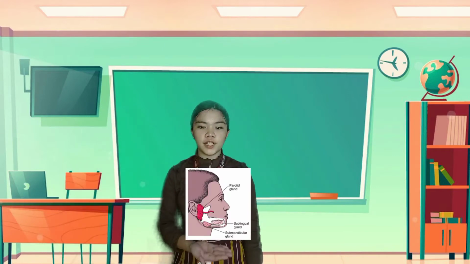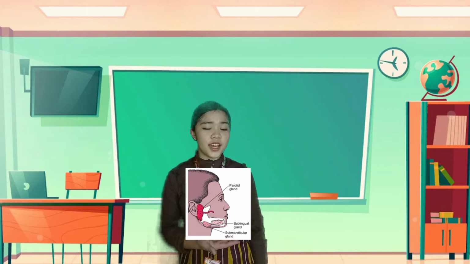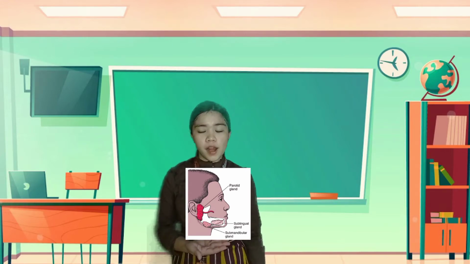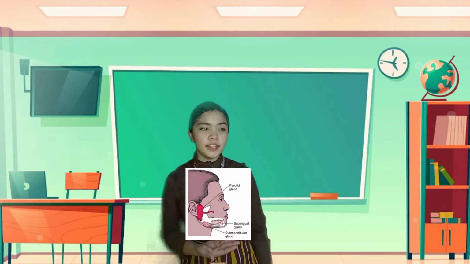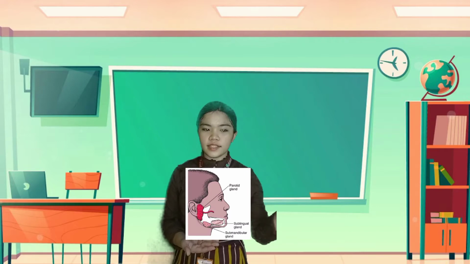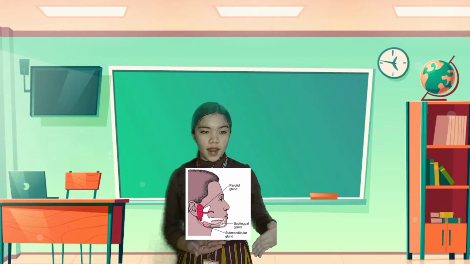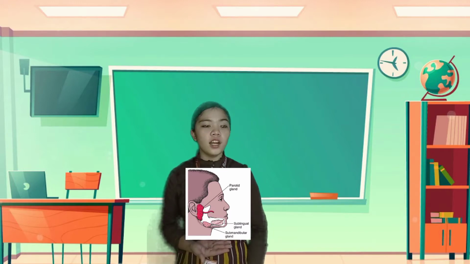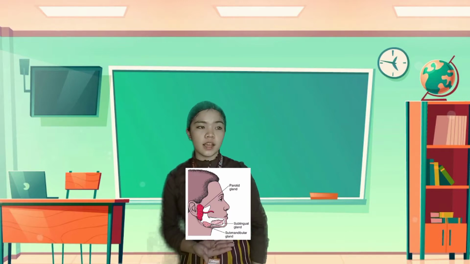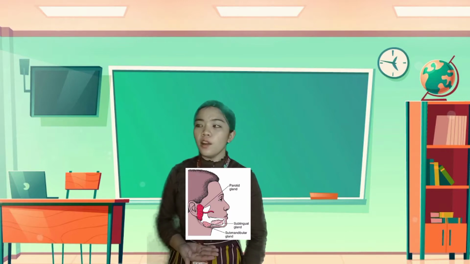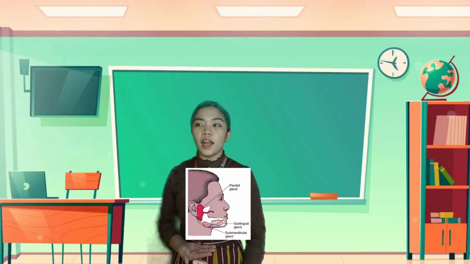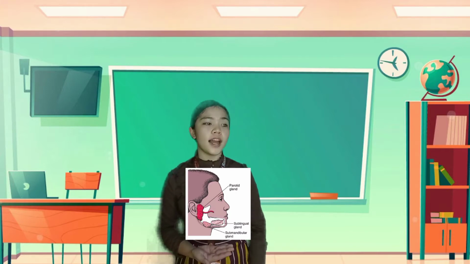There's a picture here. Does anyone know what this picture is all about? Yes, very good. As you can see in the picture, there are three major pairs of salivary glands. These are the parotid gland, the submandibular gland, and the sublingual gland. The parotid glands are the largest salivary glands and are located just in front of the ears. The submandibular glands are located below the jaw. And the sublingual glands are the smallest of the major salivary glands.